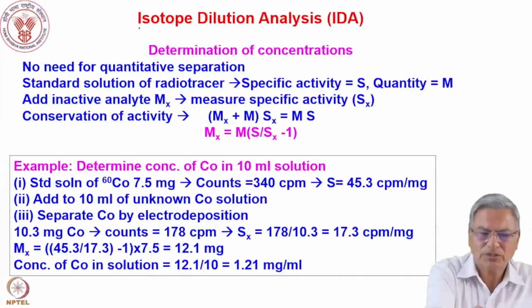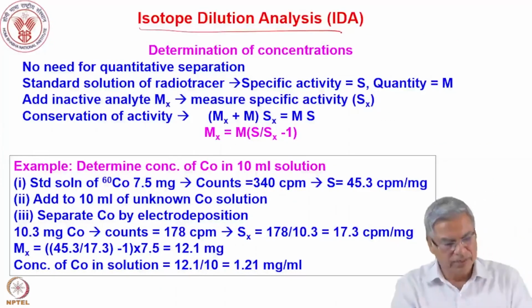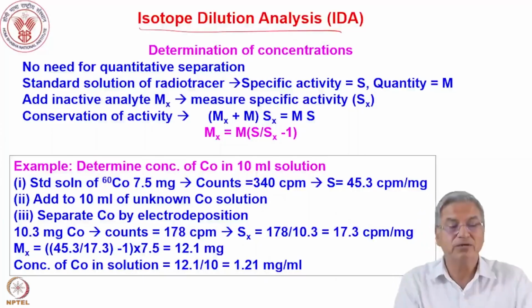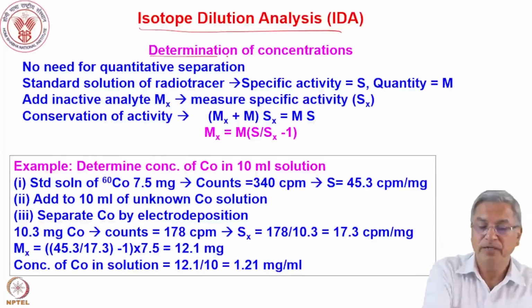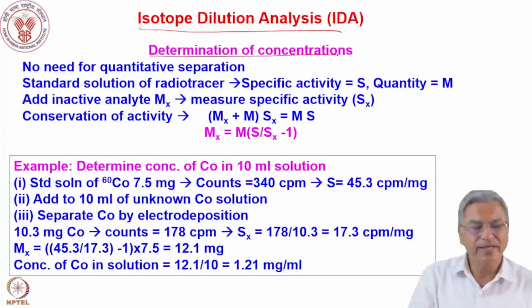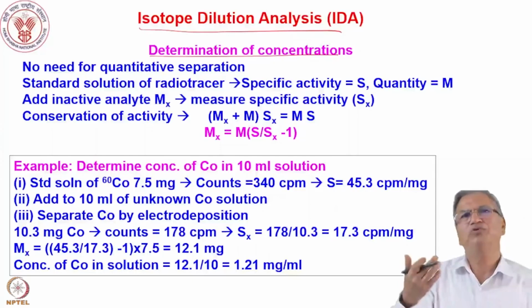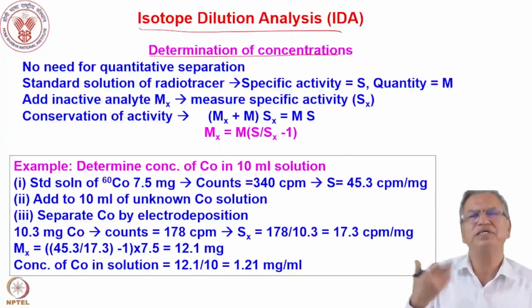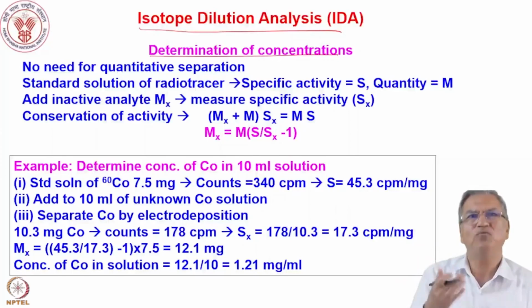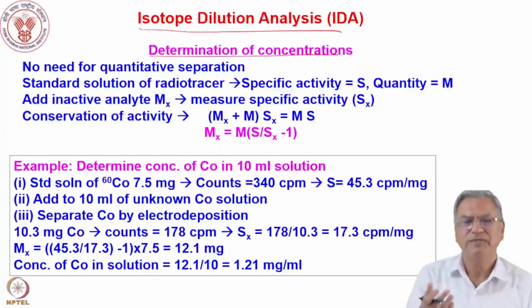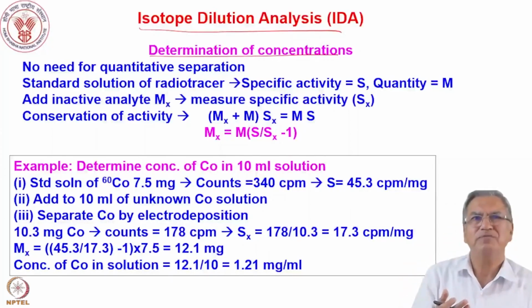Now I will discuss some of the applications of radioanalytical techniques like isotope dilution analysis. This is a beautiful radioanalytical technique to determine concentrations of some analytes. In isotope dilution, you don't have to do a quantitative separation. 100% separation is not needed. Isotope dilution means you dilute the specific activity of a radioisotope.